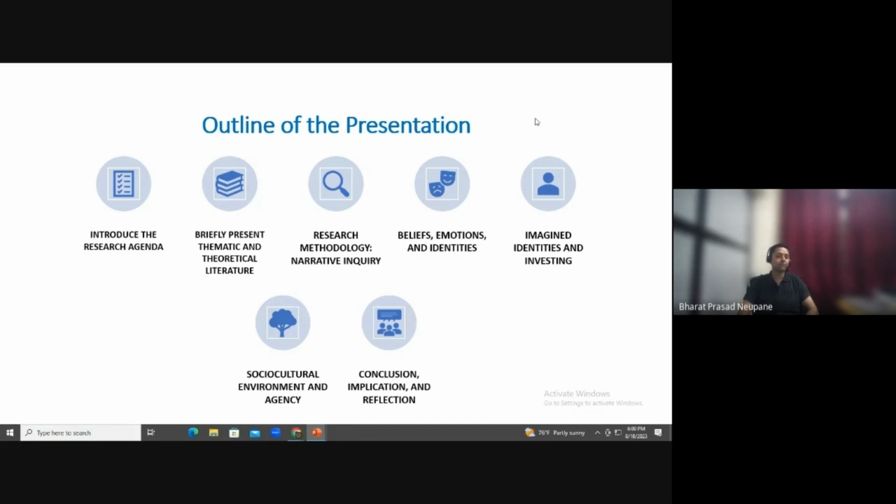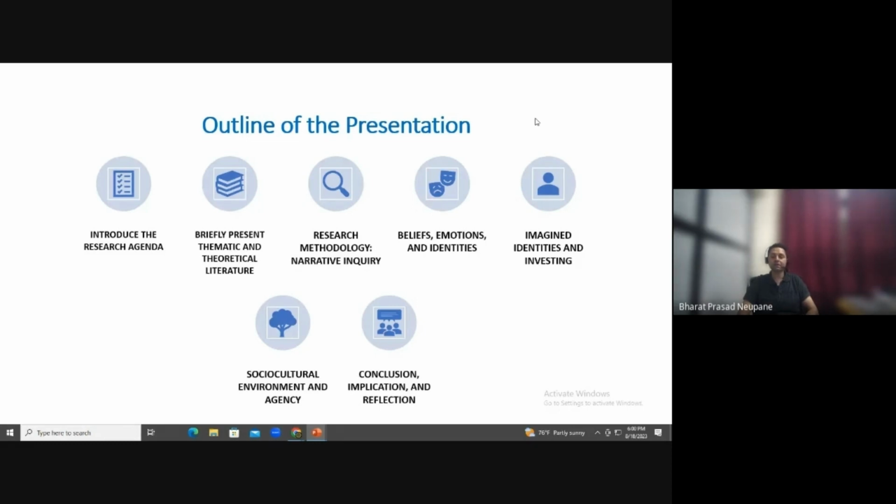Then I will briefly talk about the methodology that I have used, and that's narrative inquiry. Why narrative inquiry? What is narrative inquiry? How have I used narrative inquiry in this research? That would be another agenda. Then I briefly present different themes that I developed out of the analysis of the data that I collected by using the narrative method of data generation.